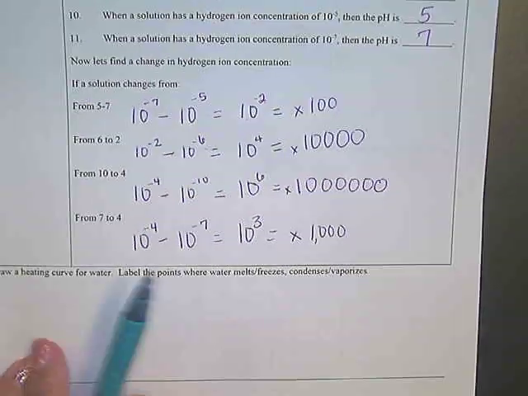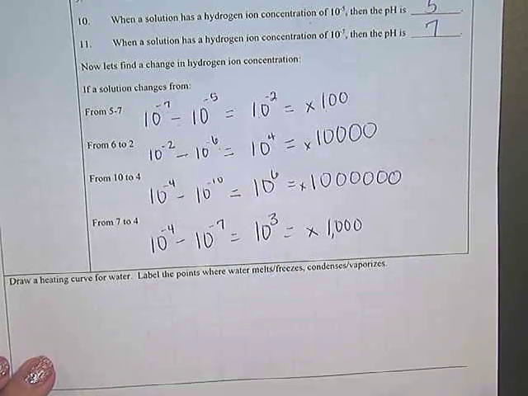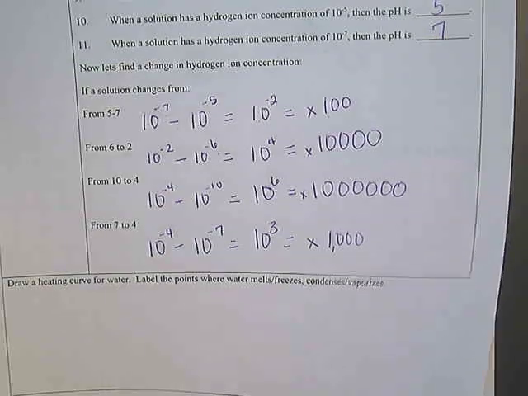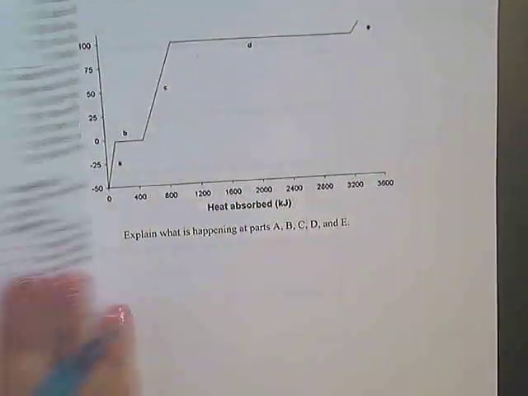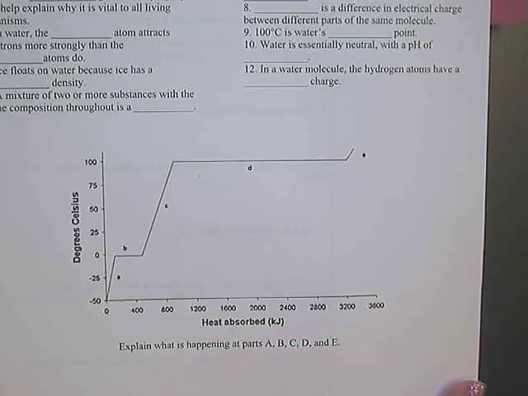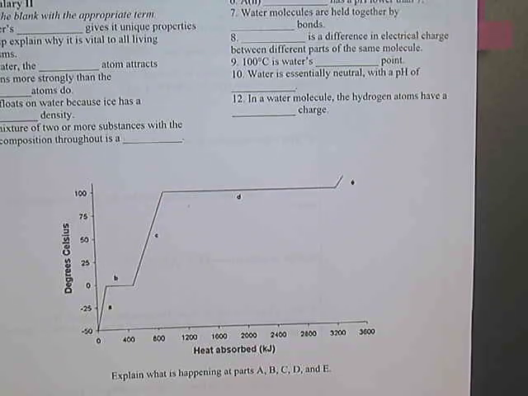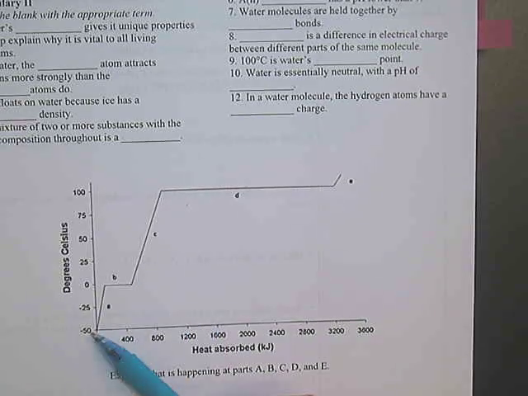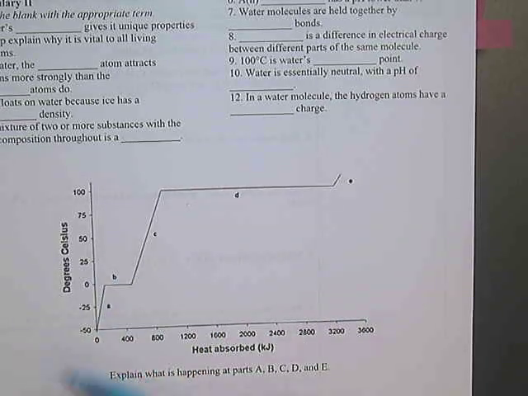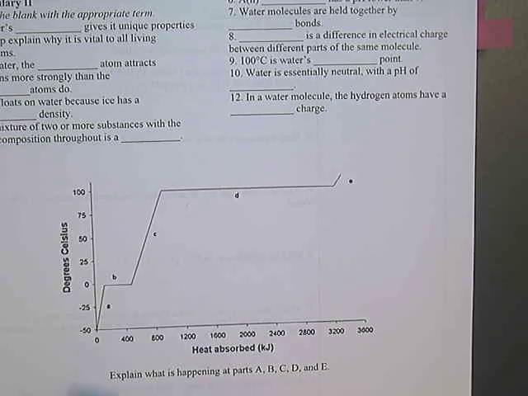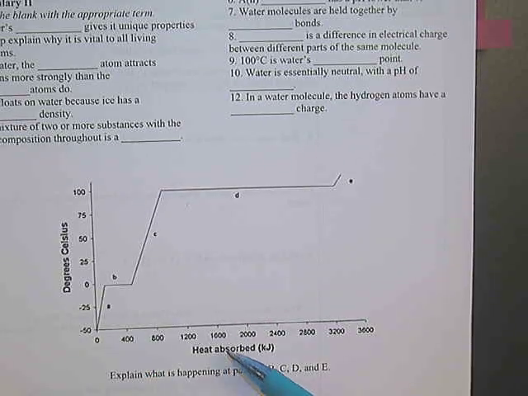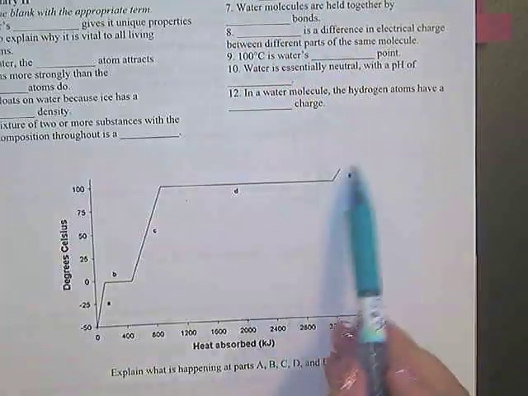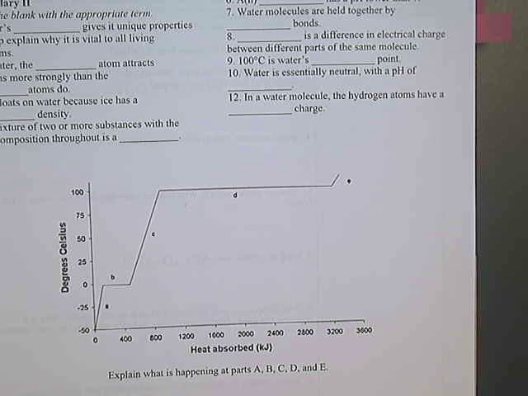Down at the bottom, where it says draw a heating curve for water, I have included this for you guys on your study guide on page 39. So this is a heating curve for water, and what you're going to do is find out what temperature water freezes at and what temperature water boils at. So if you don't want to search the entire internet, I already have a picture for you guys. You can just label it on here.